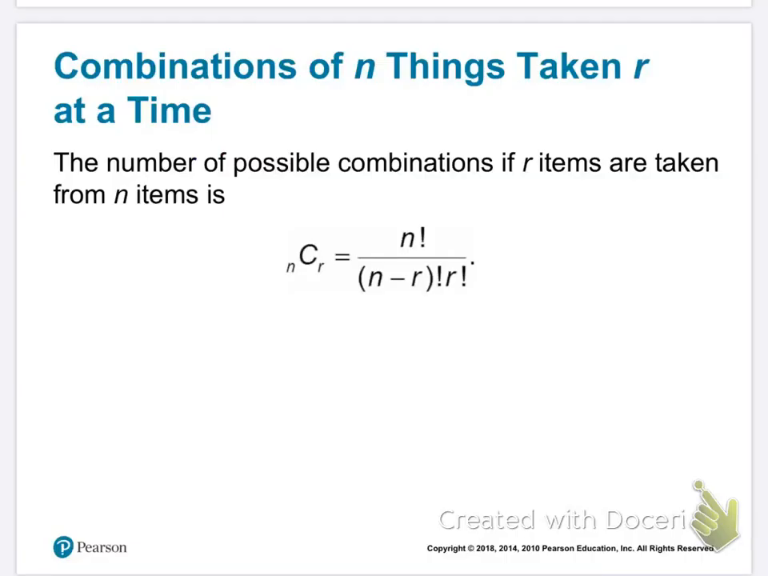Okay, so combinations of n things taken r at a time. This is the number of possible combinations if r items are taken from n items. We read this as n choose r. So it's n factorial over n minus r factorial times r factorial. This looks quite a bit like the formula we had previously. It is essentially the same formula.